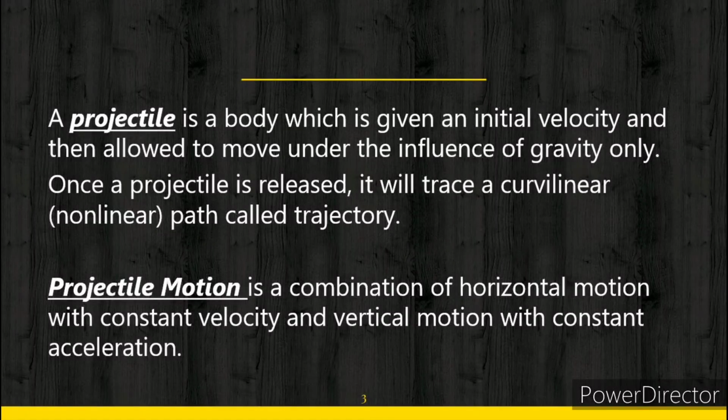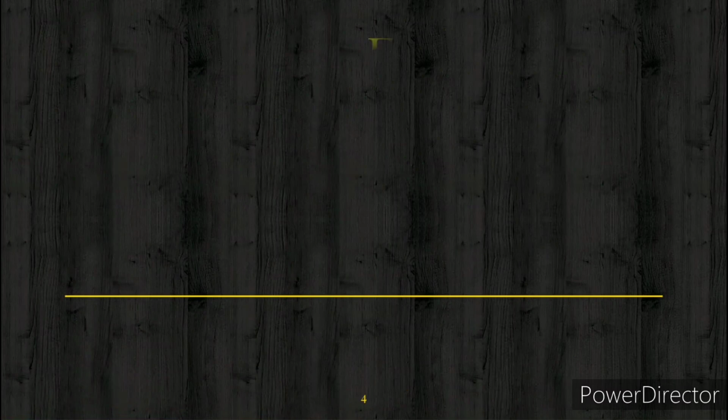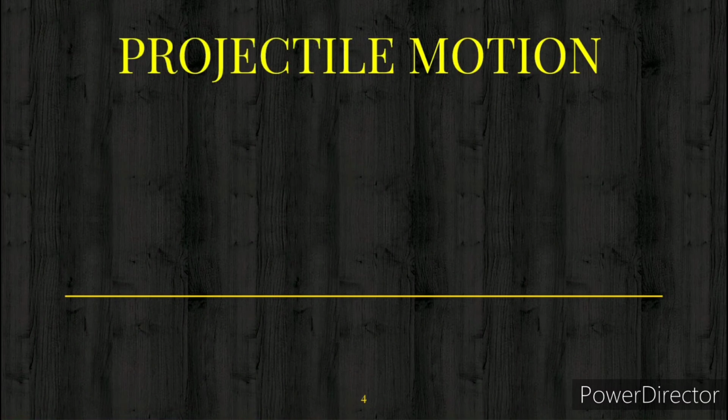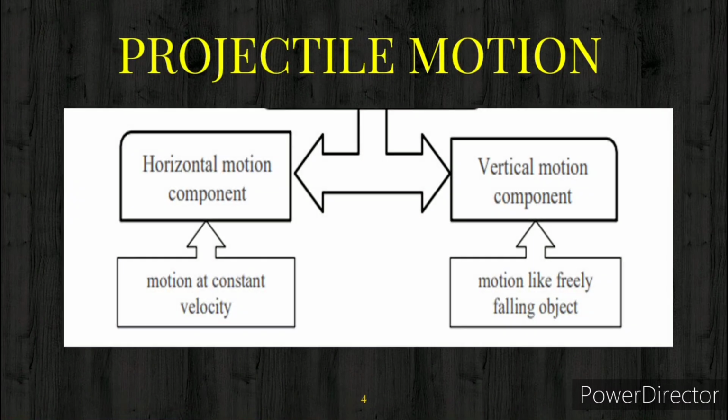Projectile motion naman is a combination of horizontal motion with constant velocity and vertical motion with constant acceleration. Take note that when we say projectile, it is a combination of vertical and horizontal motion. Mamaya makikita nila yan sa ating mga figures.